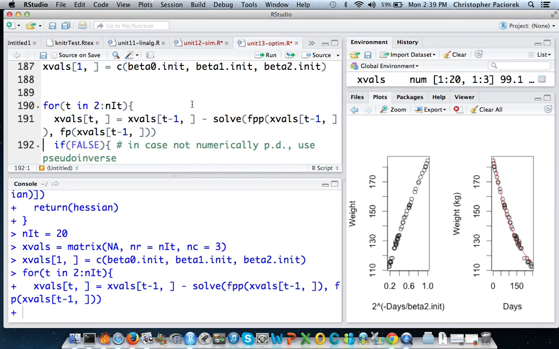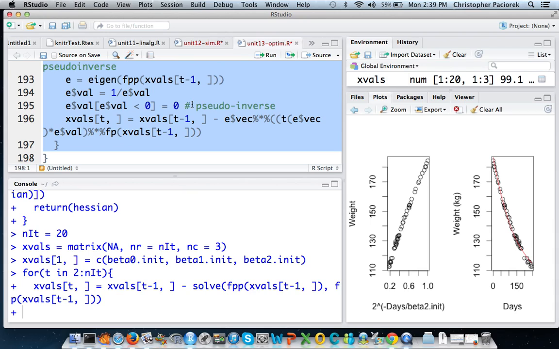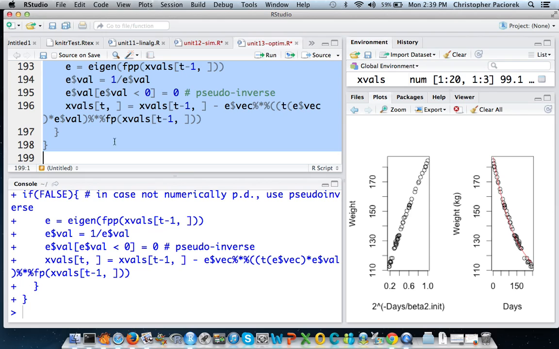So I had a little bit in here where I was playing around with, well, what happens if I find that I can't do that, that I don't have a numerically positive definite Hessian? And I was playing around with the pseudo-inverse. It turns out not to be needed in here, so I don't actually use the code here.